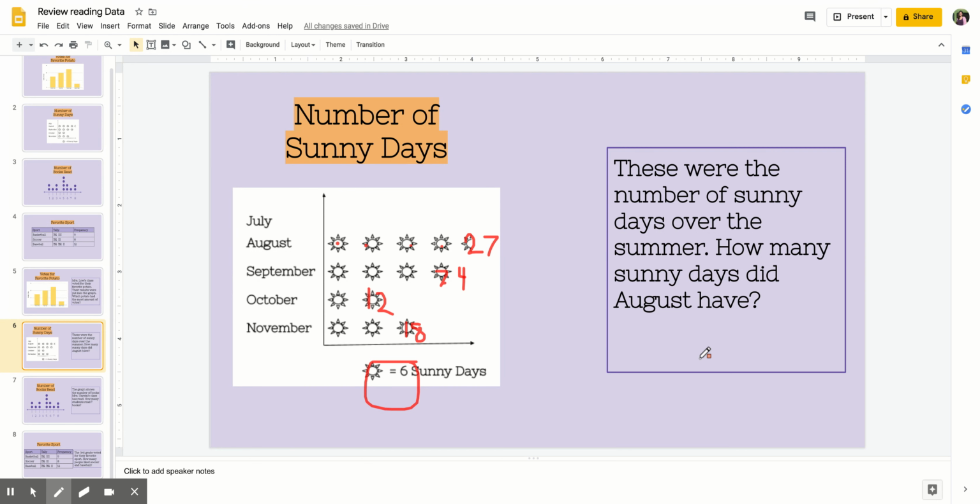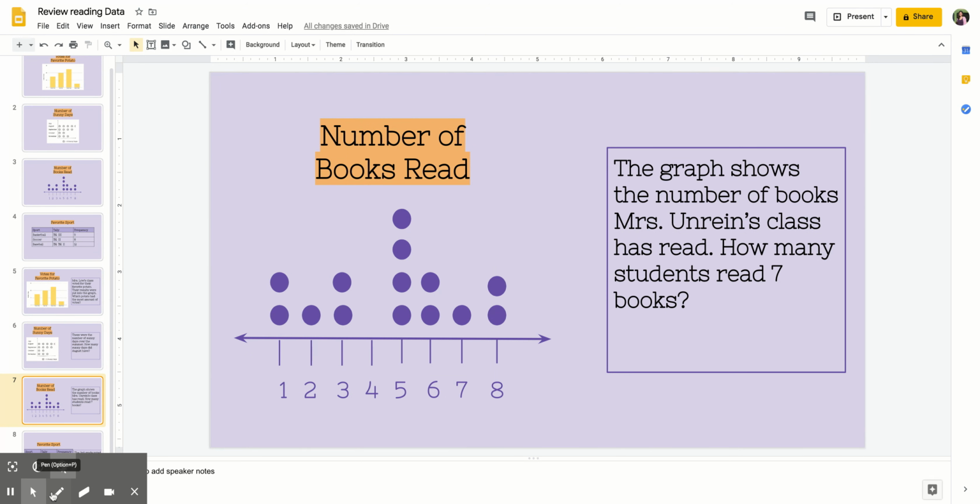Question says, these were the number of sunny days over the summer. How many sunny days did August have? All I've got to do is go over here and look at August. They had 27 days of sun. Easy peasy. As long as you look at that graph before you start answering questions, you will be fine.